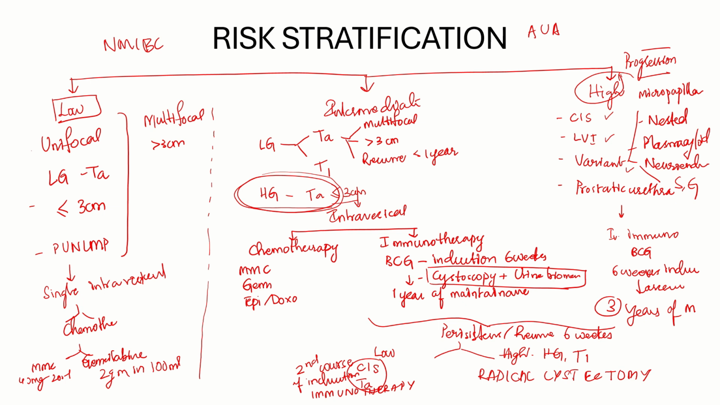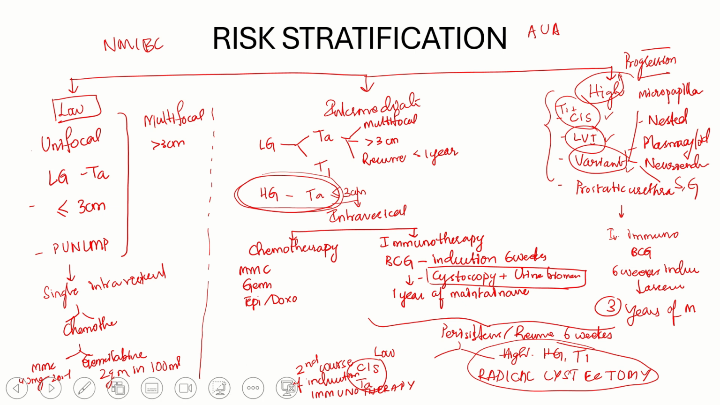And now, what are the indications of radical cystectomy in patients with non-muscle invasive bladder cancers? These are presence of persistent tumors after induction immunotherapy, or if there is any presence of carcinoma in situ along with T1 tumors, presence of LVI and variant histology. Always give consideration for initial radical cystectomy in these patients. That is the management of non-muscle invasive bladder cancers.